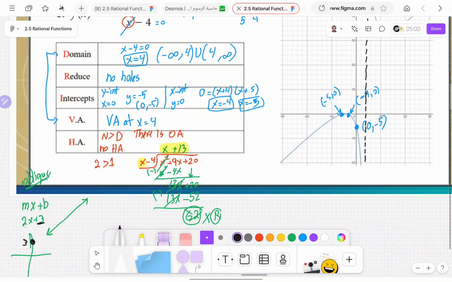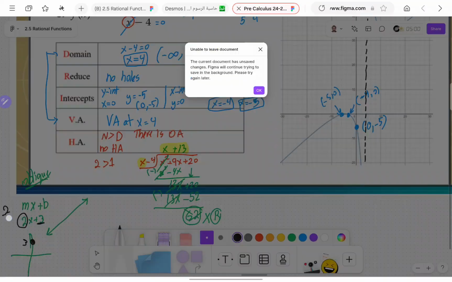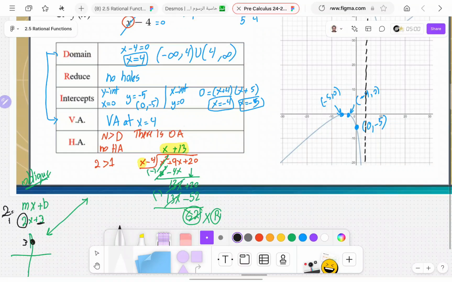This is a 3. Then we take the rise, which is the slope, over the run next to the x, which is rise over 1. Okay, 2 over 1. So starting from the y-intercept, 2 steps up, 1 step to the right. So the oblique, or the linear, will be like this. Now if you look at the quotient, which is x plus 13, this is a linear. Okay, x plus 13 is a linear.